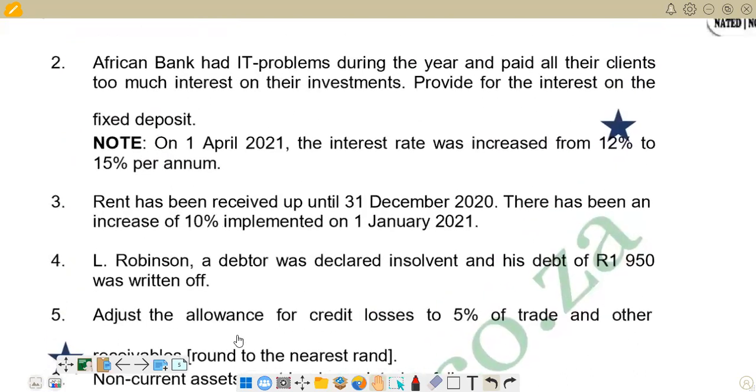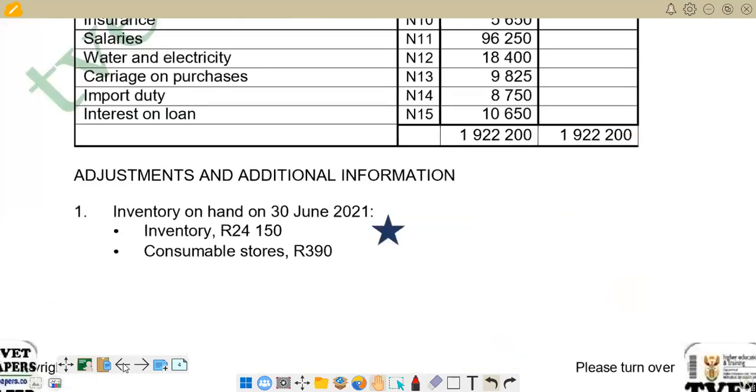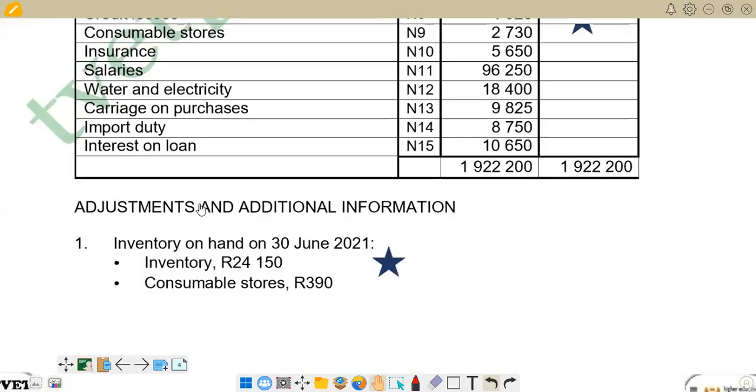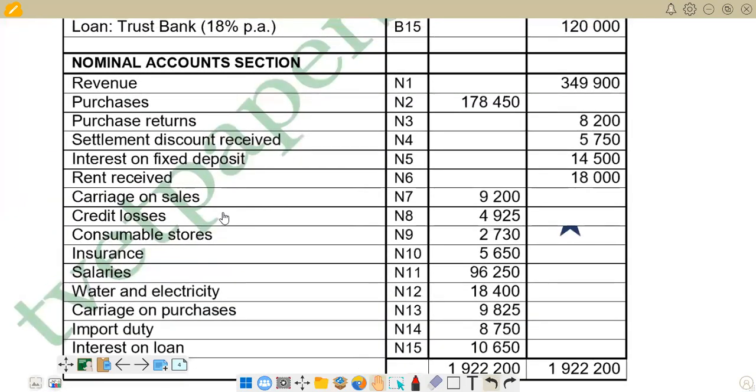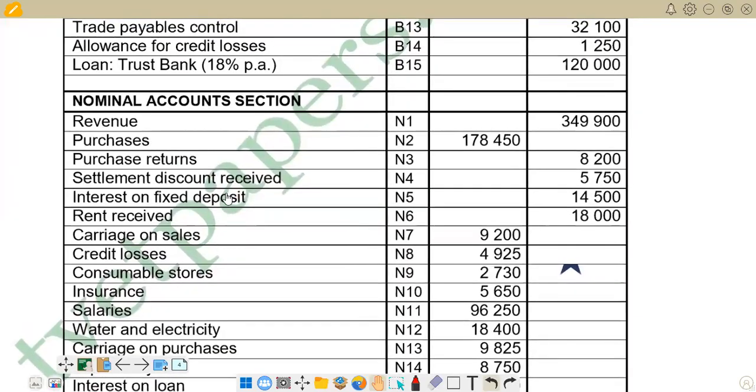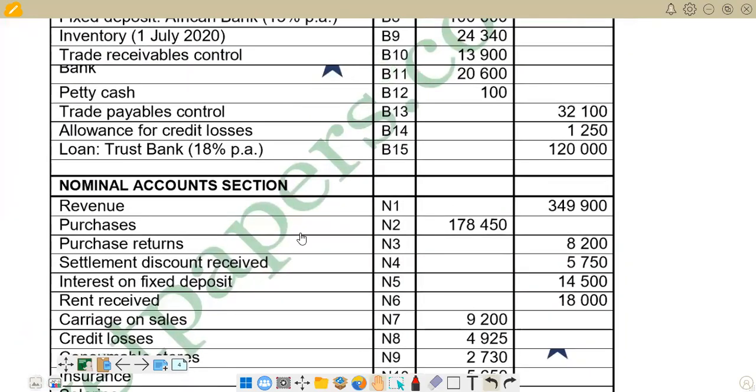The question requires us to prepare a statement of comprehensive income. So when we are preparing the statement of comprehensive income, we start with the figure for revenue. So this is the figure that we can look for first. If you go to the list of balances that you are given, you will see that the figure for revenue, we are having it here under the nominal account section. Revenue, we are having 349,900. So that's the figure that we are going to put for revenue.